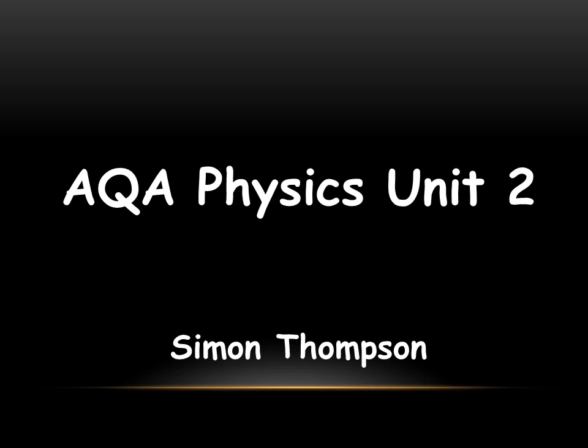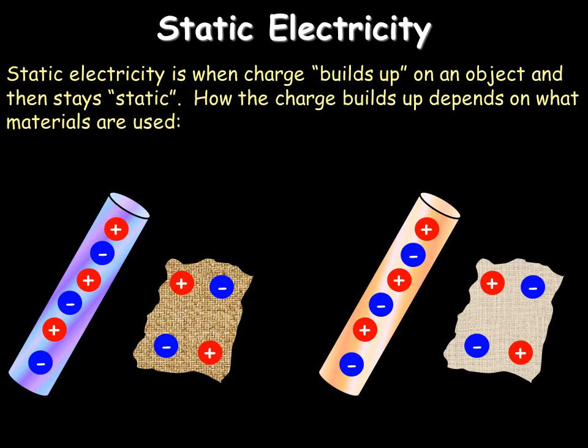Okay, this is the second in a series of 3 GCSE revisions for Unit 2 from the AQA. Hopefully these are helpful. This topic is all about electricity, both static electricity and current electricity. So we start with static electricity.